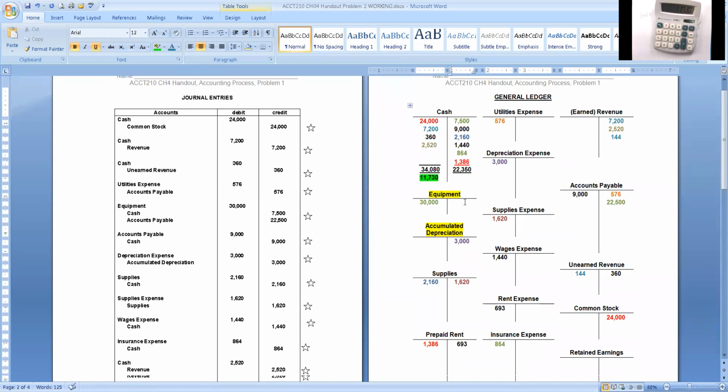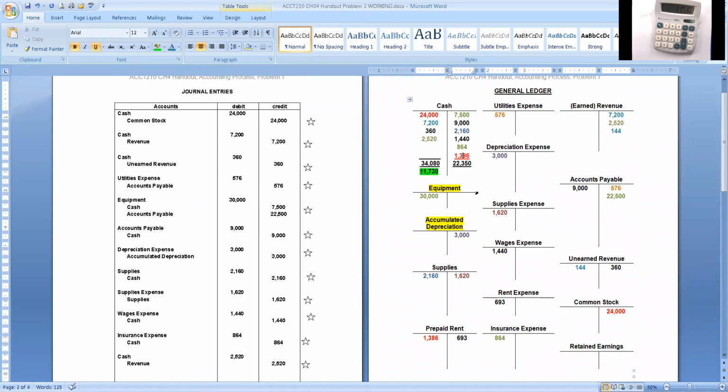So how much cash do we have? We have 11,730. Is that right? And by the way, don't be afraid to tell me that it's wrong. It's worse when I get a bunch of students coming to me asking how I got this number. Well, I made a mistake. That's how I got that number.